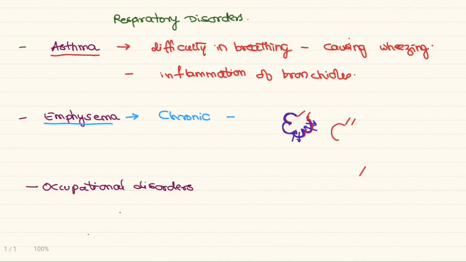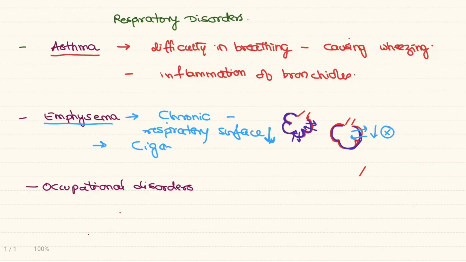That is, 2 to 3 alveoli will fuse together. And now you can see the surface has decreased. As the surface decreases, the exchange of the gases also decreases. So this damage to the wall of the alveoli is called emphysema. During emphysema, the respiratory surface in the lungs decreases. One of the major causes for emphysema is cigarette smoking.